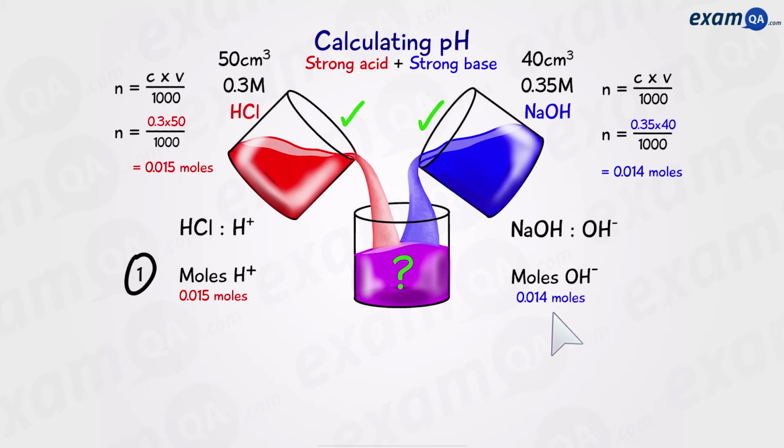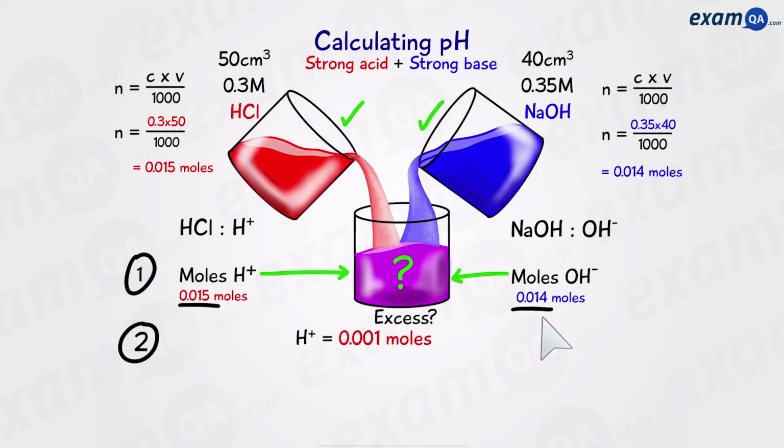Okay, now both of these ions are moving into the solution and reacting with each other. In step 2, we want to work out, do we have any excess ion left, and if we do, how much? So we can tell from our moles that there are more hydrogen ions present than hydroxide ions. So that means we're going to have excess 0.001 moles of hydrogen ions left after these two react. And the way we get that is simply by doing hydrogen ions take away hydroxide ions.